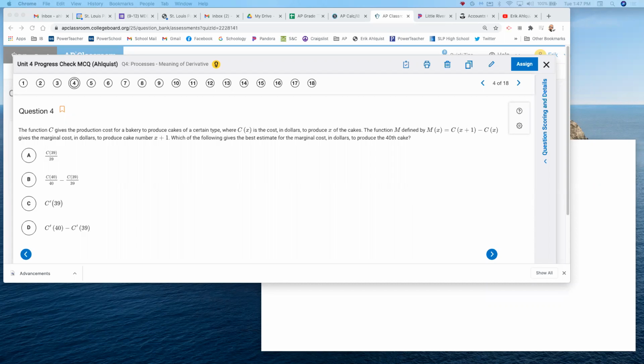So here's a question. The function C gives the cost the bakery produces, and the cost is in dollars. The function M is defined by that expression, and gives the marginal cost in dollars to produce cake number x plus 1. Which of the following gives the best estimate of the marginal cost in dollars to produce the 40th cake?